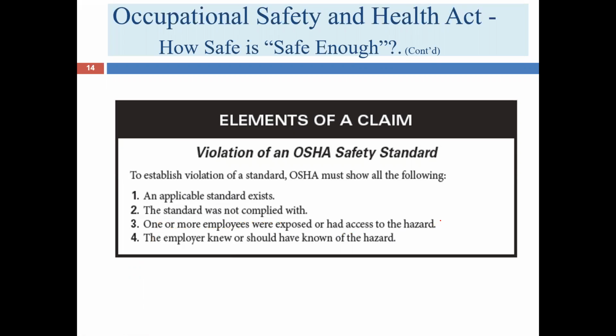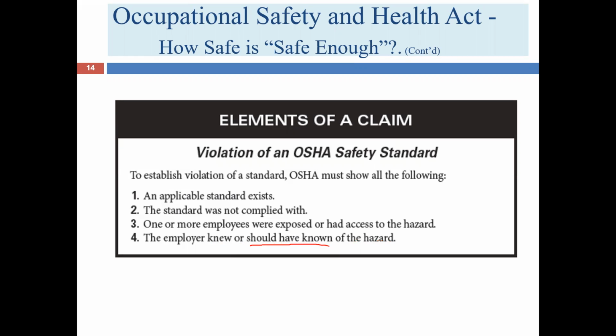Now notice here this does not require that an employee was actually injured or even had a near miss, but simply that it could have happened, that there could have been an injury. And finally, that the employer knew or should have known about the hazard. Now, should have known is a really big category. The idea here is that if anybody in the workplace knew about it, then the employer knew about it, right? Because those workers are agents of the employer.